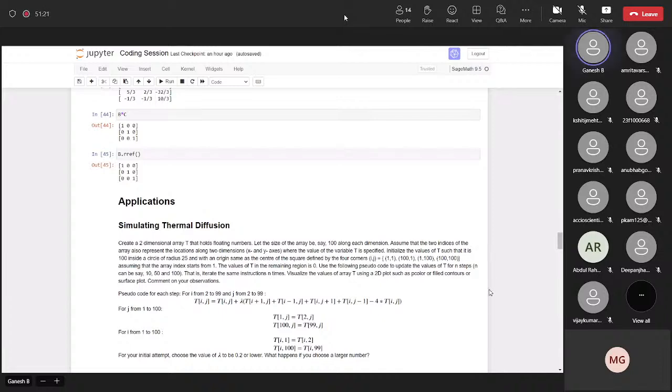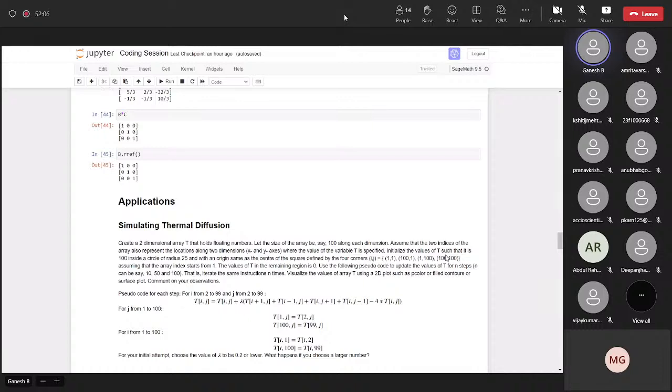So hopefully you went through it. If you didn't understand it, I'll try to put it in a very simplified way. You create a 100 cross 100 square, and there's a circle inside of it. What you're creating is a model that mimics what it would be like keeping a hot circular plate of radius 25 on a cold 100 cross 100 square surface. So if you keep a hot plate on this cold surface, what would happen? Essentially, the heat diffuses and goes to the environment.